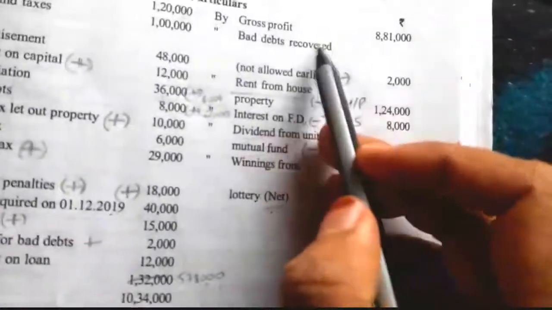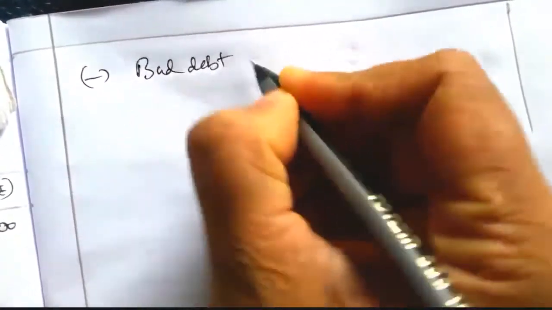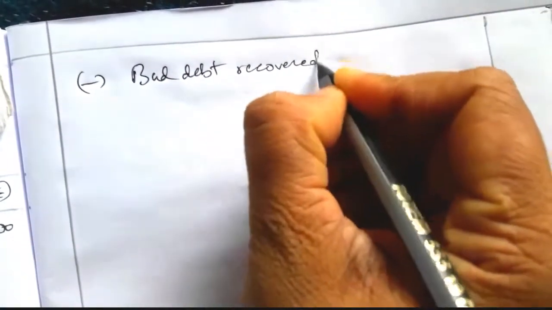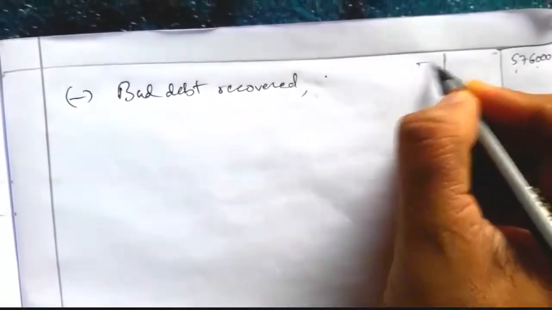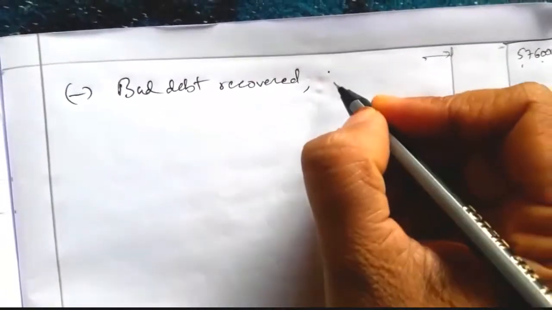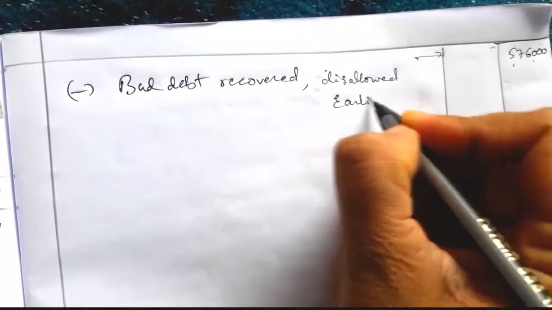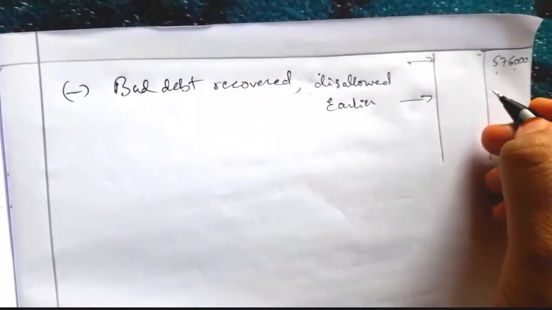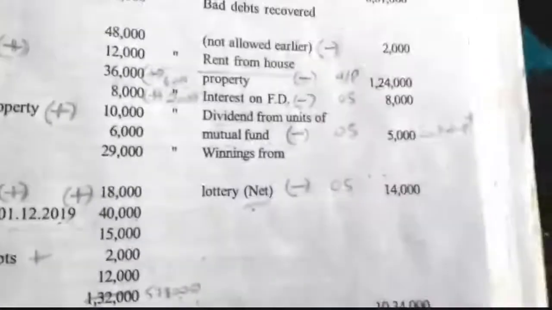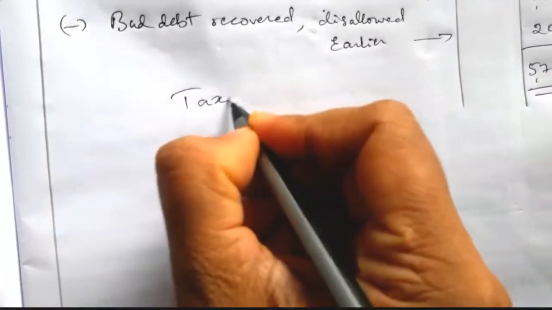So the one item left is bad debt recovered not allowed earlier. So we have to deduct at the end bad debt recovered disallowed. Okay, this is a total separate. Bad debt recovered disallowed earlier. So we have to take bad debt recovered disallowed earlier. How much? The value is rupees 2,000. So 5,76,000 minus 2,000 is equal to 5,74,000. So this is the taxable business income.